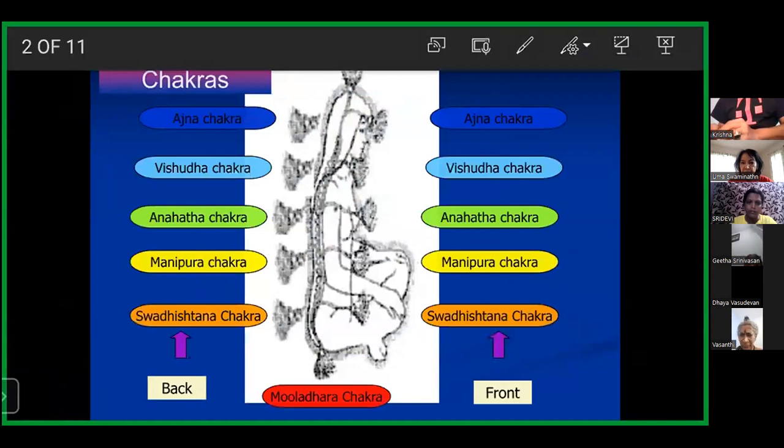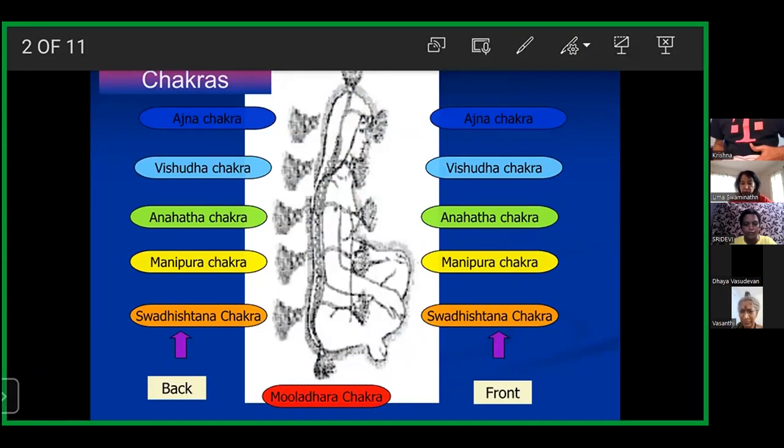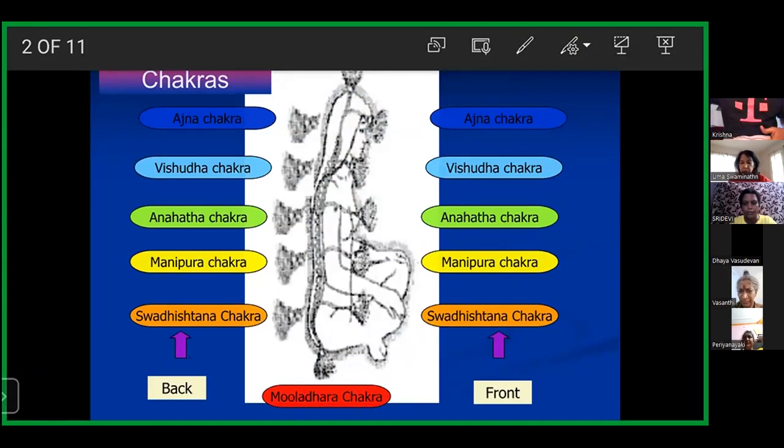See, these are the 7 chakras, the major chakras in adult life. But we are seeing the development stages of the 7 chakras one by one. Last week I completed Muladhara chakra. This week I am going to take up the development of Swadhisthana chakra, which is the orange color chakra you can see.